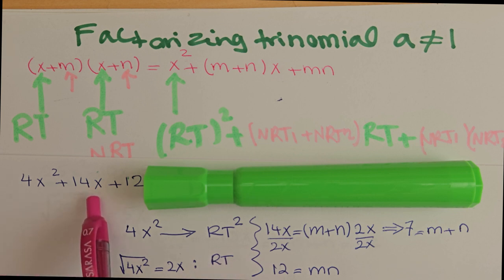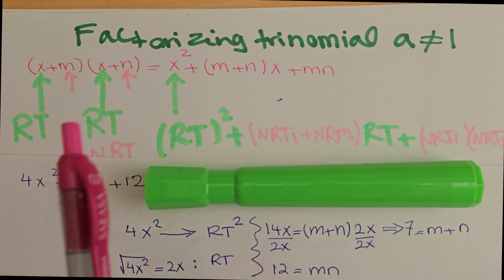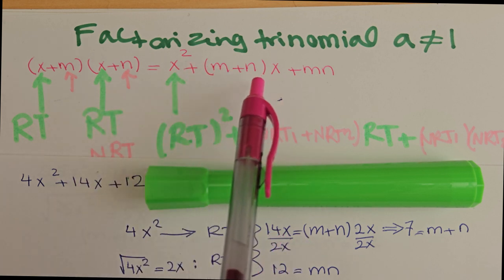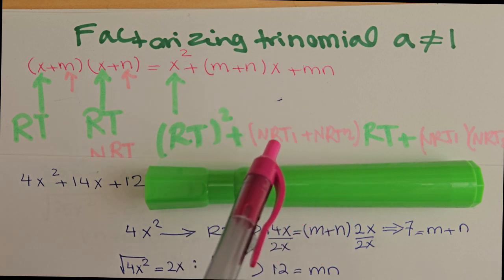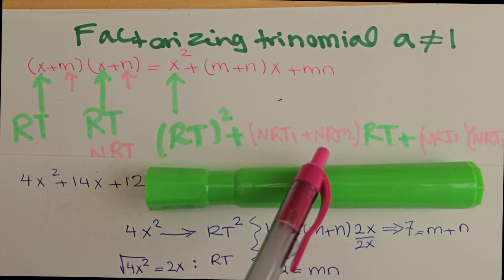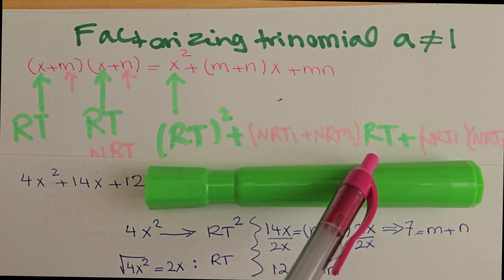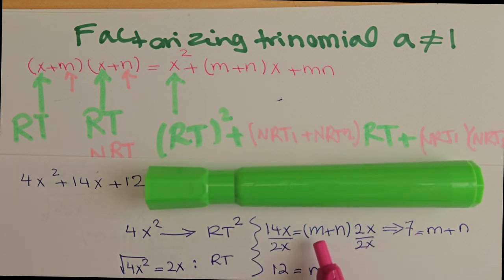Now, this term 14x is actually m plus n, which is the non-repeating terms, multiplied by the repeating term. So 14x equals (m plus n) multiplied by 2x. Then what I do is divide both sides by 2x, so m plus n would be 7.